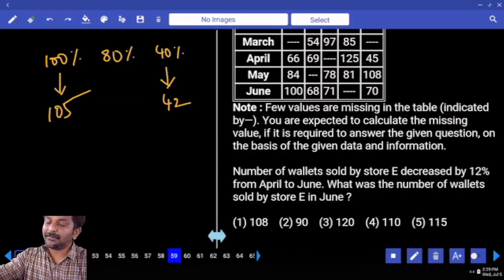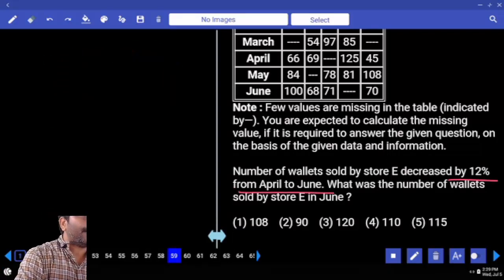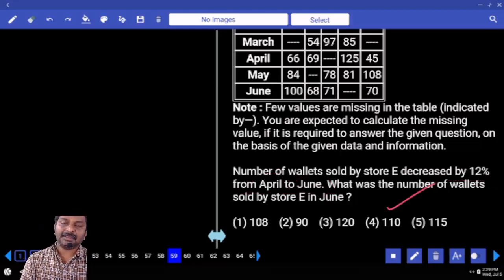Next. Number of wallets sold by store E decreased by 12% from April to June. What was the number of wallets sold by E in the month of June? From April to June it decreases, correct? In the month of April, if it was 100%, in June it becomes 88. You don't need the original value because you need to calculate 88% of some number. 88% should be a multiple of. Go to options. How many? 1.